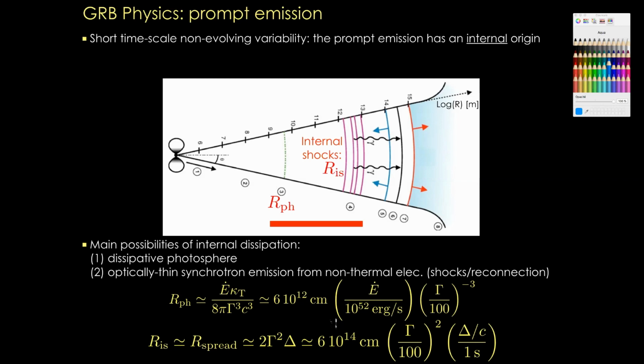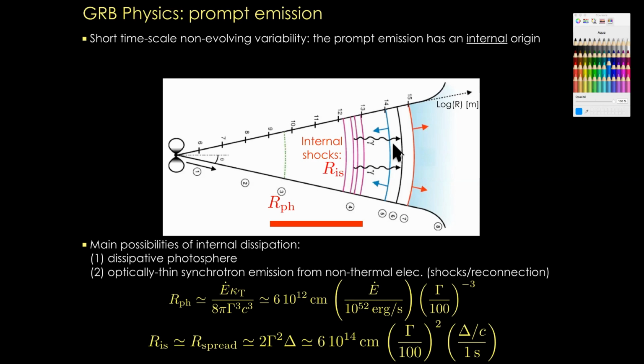And I will take the question just afterwards. And I will now compute the photospheric radius. And you see that the photospheric radius is typically 100 times smaller than the internal shock radius. So on the plot here, the order of characteristic radius is correct. You first reach the photosphere, and then you have internal dissipation with shocks or reconnection above the photosphere. And later, I will compute the radius where deceleration starts, and we will see that this radius is even larger.